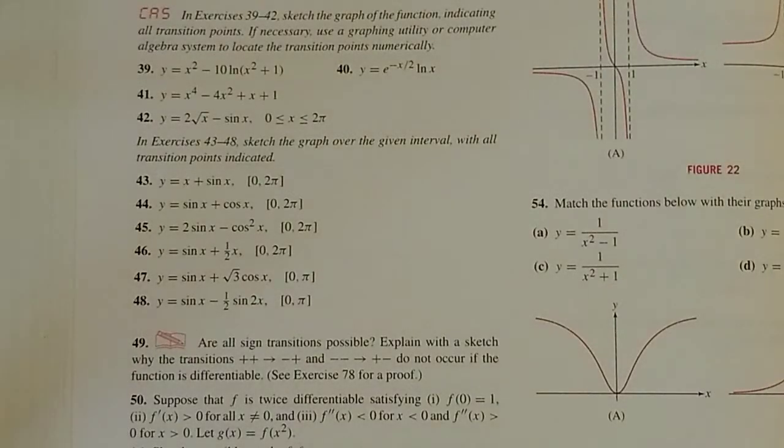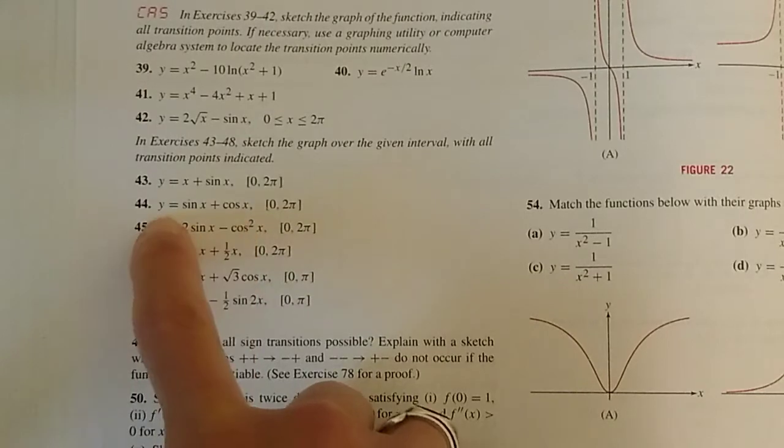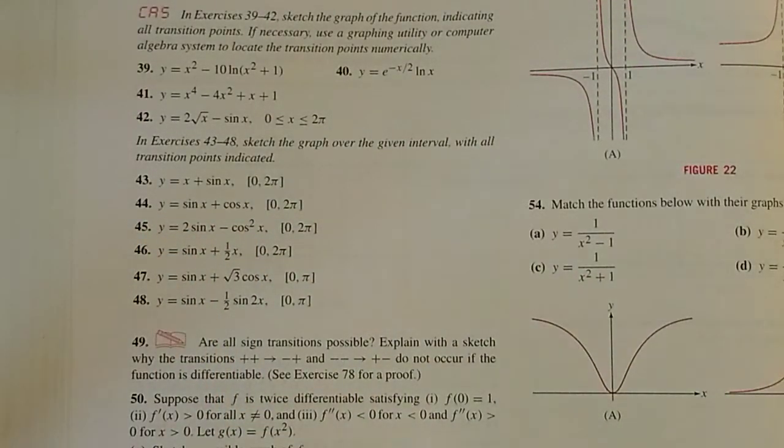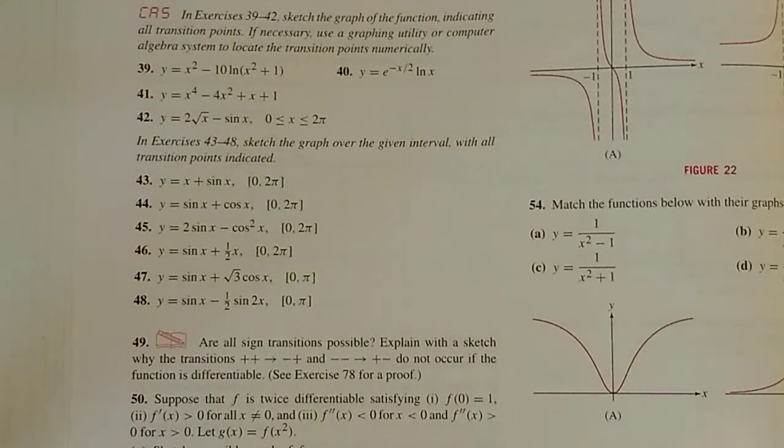Dr. Hubbard worked an example on graphing using all the knowledge that we've gained from the first derivative and the second derivative information. He graphed an example with rational functions and one with exponential functions. So I thought I'd pick one having to do with trig functions to supplement our arsenal of examples. I think I'll do number 44, y equals sine x plus cosine x on the interval from 0 to 2 pi. Our directions are to sketch the graph over the given interval with all the transition points indicated.